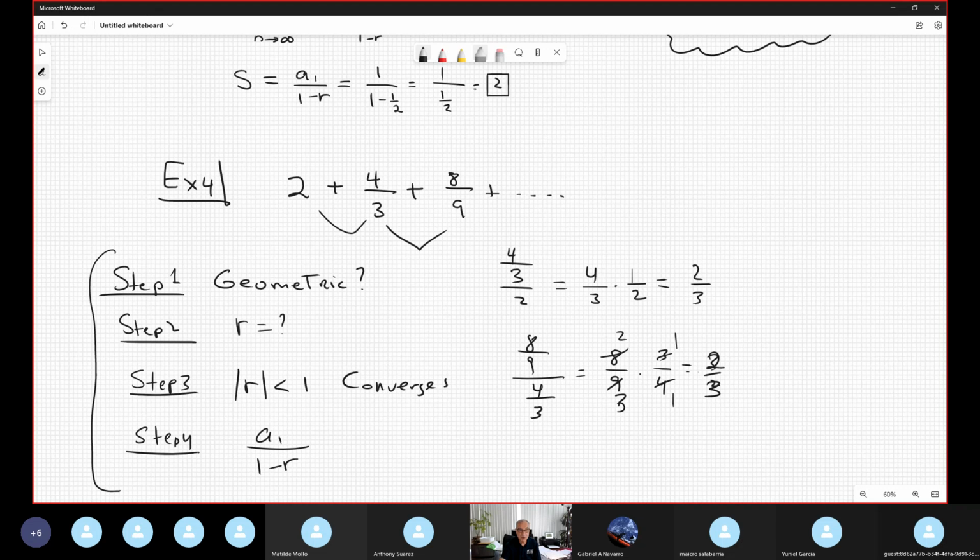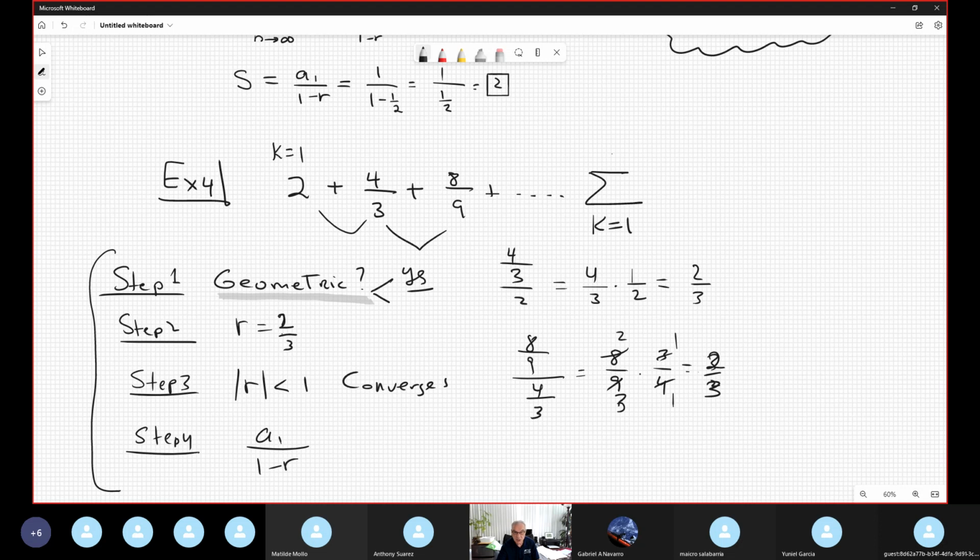Entonces, for the first question, is it geometric, yes or no? The answer is yes. The common ratio is 2/3. And since 2/3 is less than 1, it has no sense to talk about the actual value, because positive 2/3, does it converge or diverge? Converges.